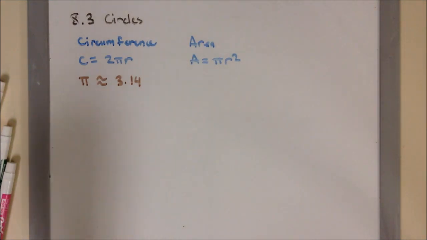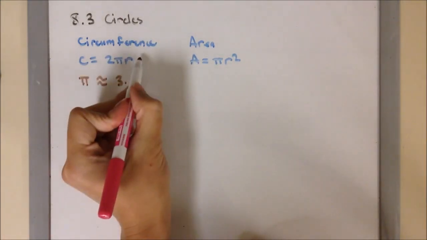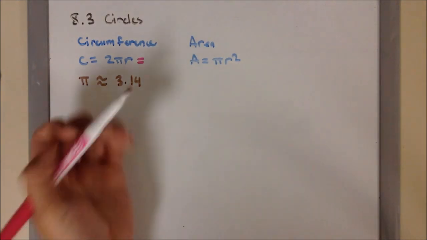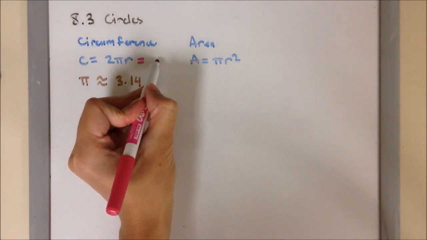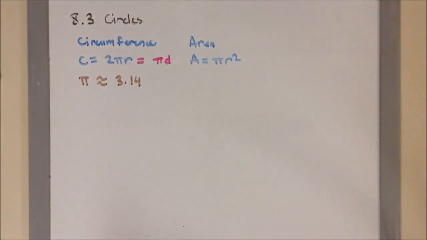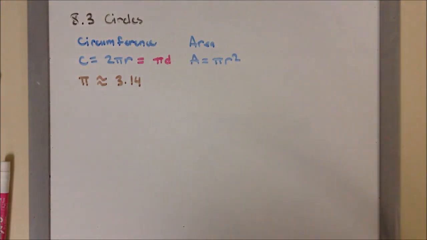Now, there's one thing I forgot to add. For circumference, there's another formula you can use. Instead of 2 pi r, if you don't have the radius but you do have the diameter, it's going to be pi times diameter. So let me repeat, if you have the diameter and you're looking for circumference, it's simply diameter times pi, and that's all it is.